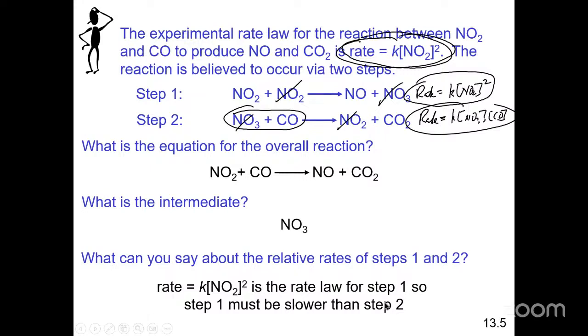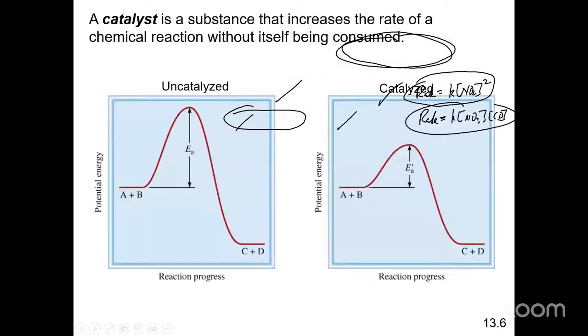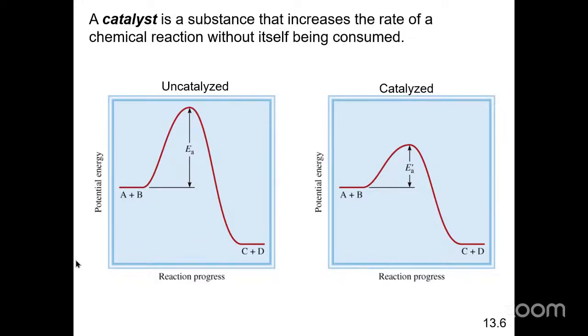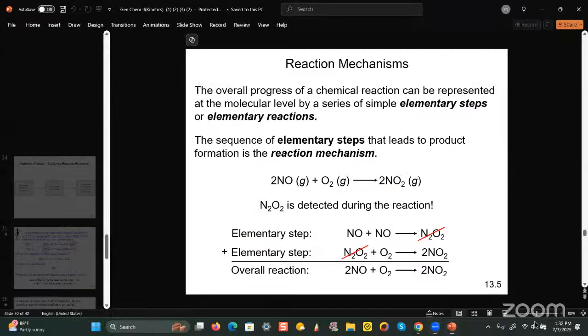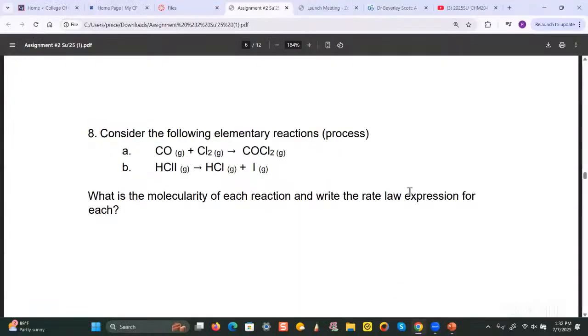Or if they don't give you the rate law, how would you know? Well, you would have to do something else to determine which is slower. In some questions, they actually tell you that one step is slower than the other. In fact, one of the assignment questions, just to give you an idea of what kind of question you could be asked. Going back to the assignment, let's look at number 8.